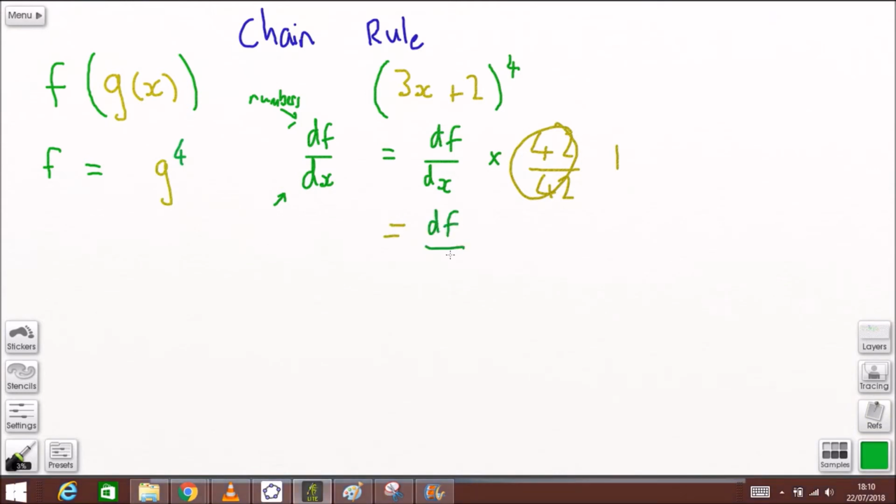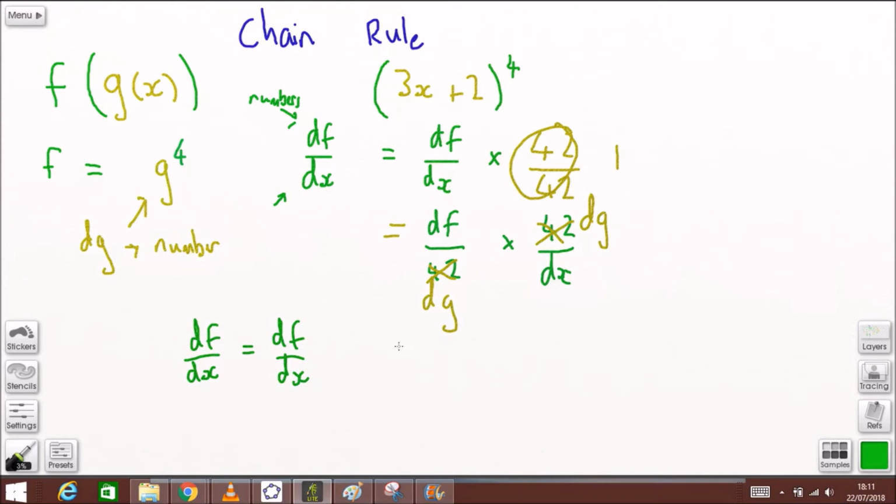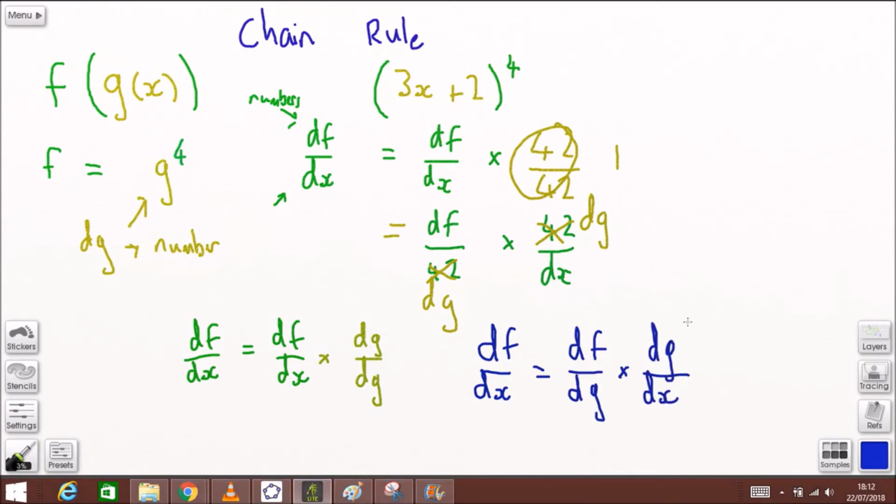If I wanted to, these are fractions, so I could rearrange them. I could make it df over a number, just rules of fractions. Now if df and dx are both numbers, then dg is also a number. Let's put that in here instead. So df dx could be written as df dx times dg dg. That doesn't change the equation at all. But if we rearrange it a little bit, df dx could be df dg times dg dx. And this is what we're going to call the chain rule.